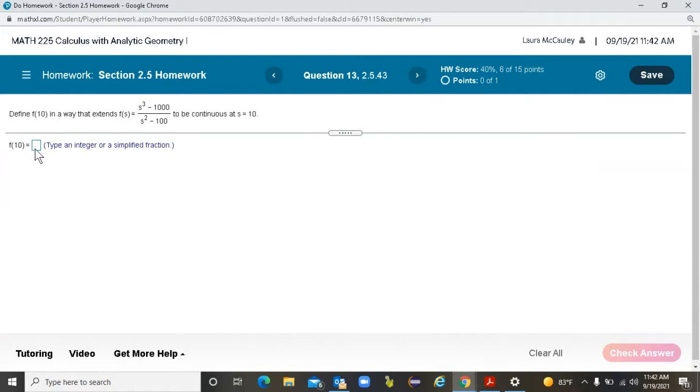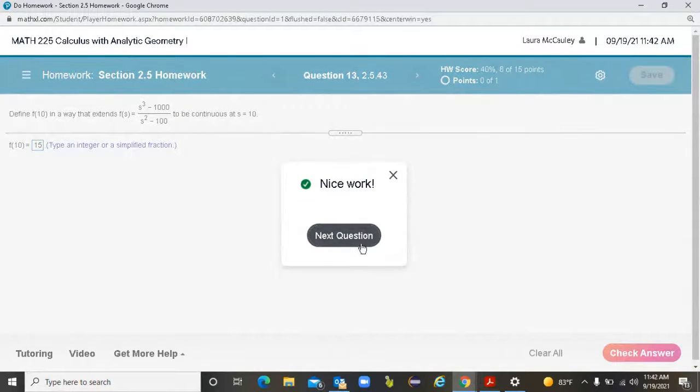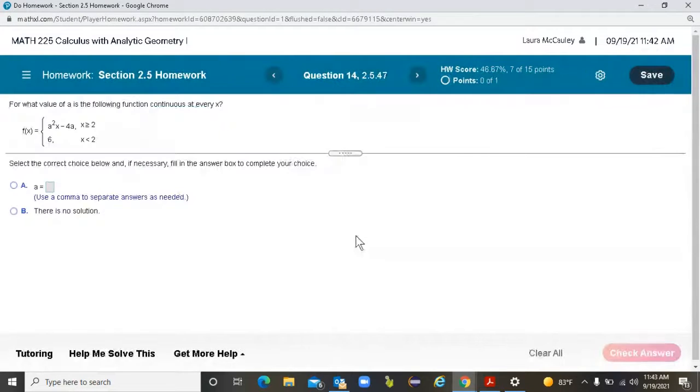It says define 10 in such a way that it extends it. So again, we're going to let it be 15, but that's in a piecewise function. So when you write that on your paper, it would be a piecewise function. And then this one is similar. Well, not really. This one is a piecewise.